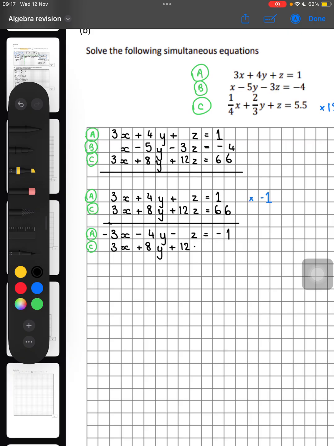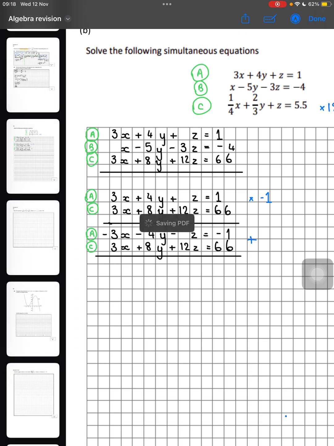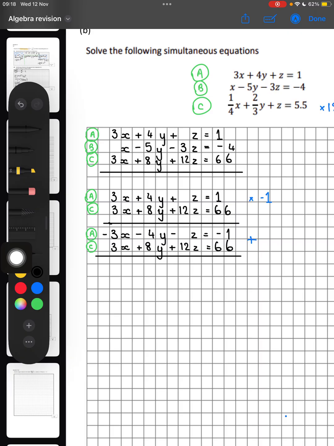Okay, and now at this stage, I can just add both lines. So that my x's, I have minus 3x plus 3x goes to 0x. If you want to write that in, you can. Honestly, it's just 0x, so I wouldn't bother writing it down.